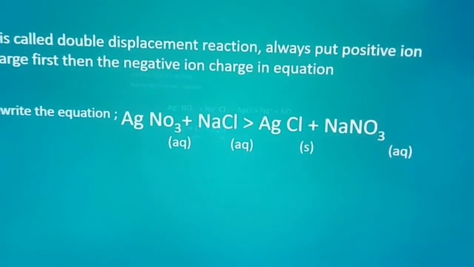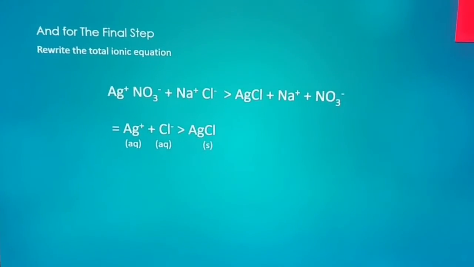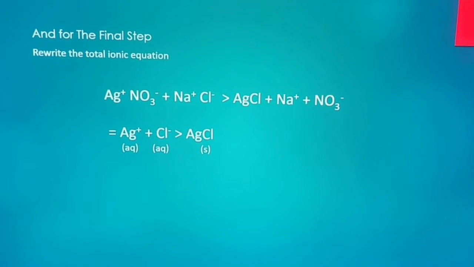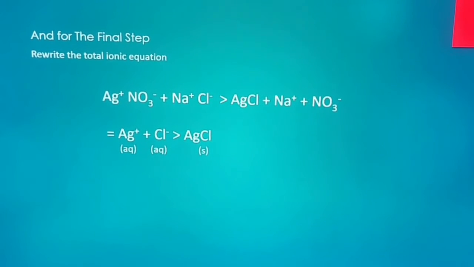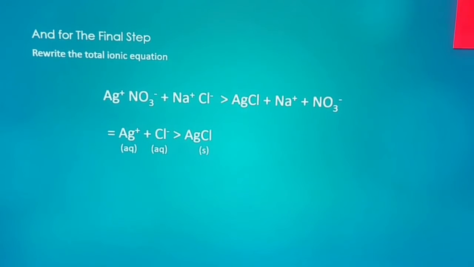Rewrite the equation. For the final step, rewrite the total ionic equation. And we got the reactant silver with positive charge plus chloride with negative charge to product silver chloride.